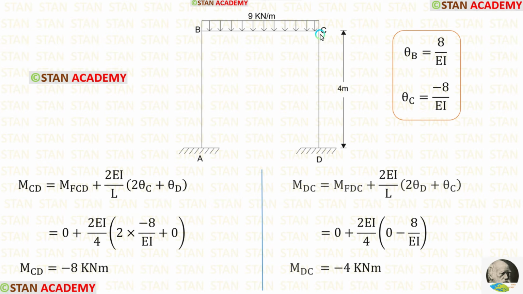Now let us make the slope deflection equations in the column CD. In the equations, first let us apply the fixed end moments which are 0. Length of CD is 4. Let us apply that. In the point D, there is a fixed support. In the fixed support, there will be no slope. So theta D is 0. After applying the value of theta C, we are getting MCD and MDC.